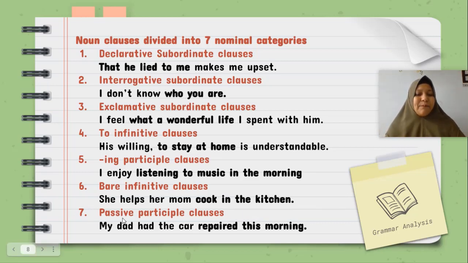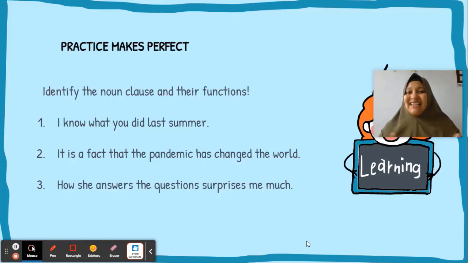Number 7 is passive participle clauses. For example, my dad had the car repaired this morning. Okay, maybe we are familiar with the concept of causative, have and get. And okay, now let's practice because practice makes perfect. All right, identify the noun clause and their functions. Okay, I hope you can answer this practice.